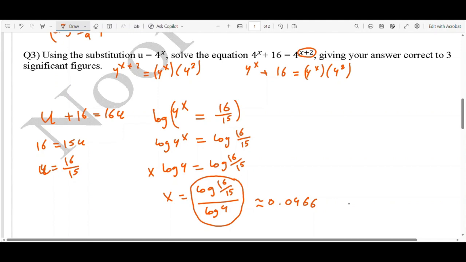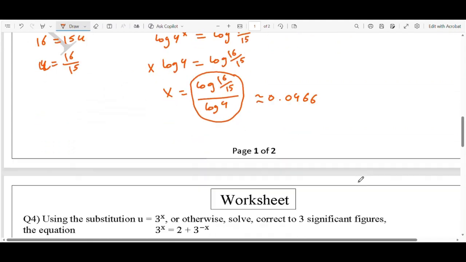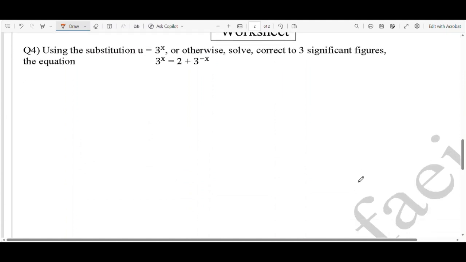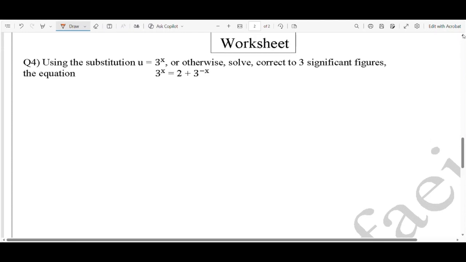Okay, let's move to the last question. It's a past paper question. Use the substitution u equals 3 to the power x or otherwise, solve correct to three significant figures the equation 3 to the power x equals 2 plus 3 to the power negative x.